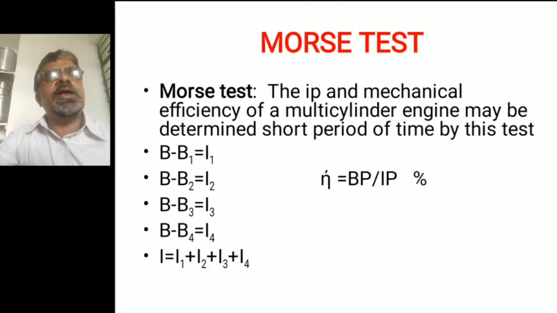Next, finally, that is B minus B1. B minus B1 is equal to I1, B minus B2 is equal to I2, B minus B3 is equal to I3, B minus B4 is equal to I4. Therefore, the total IP of the engine is I is equal to I1 plus I2 plus I3 plus I4. And the mechanical efficiency of the engine is BP divided by IP. The unit of this one is percentage.